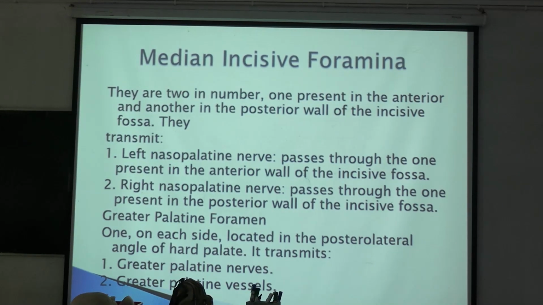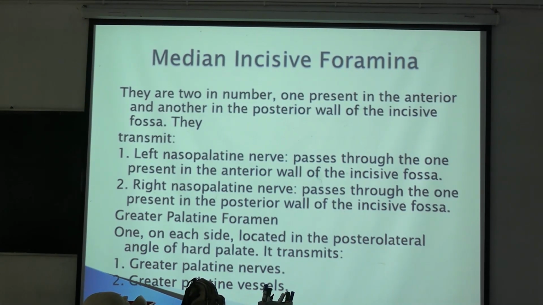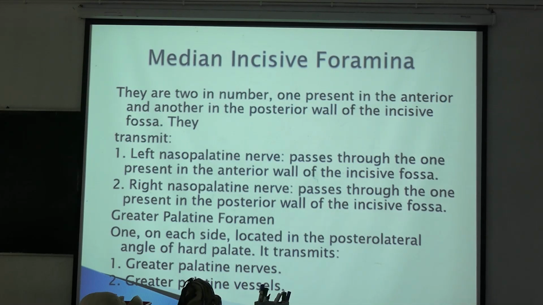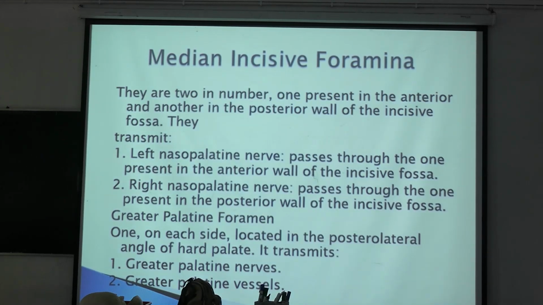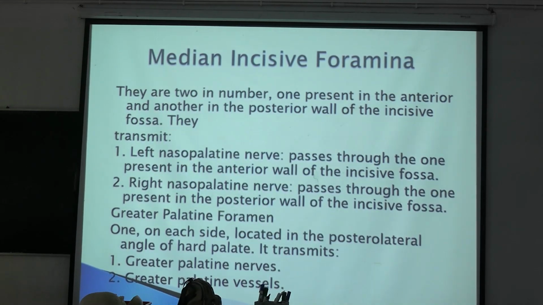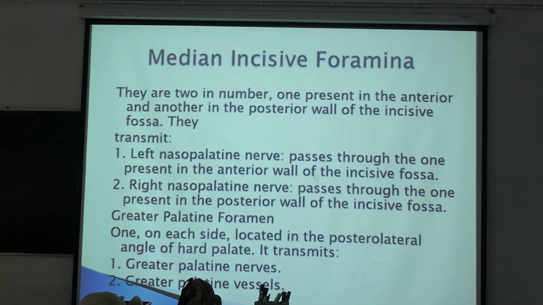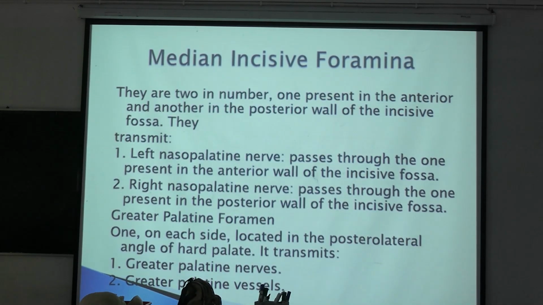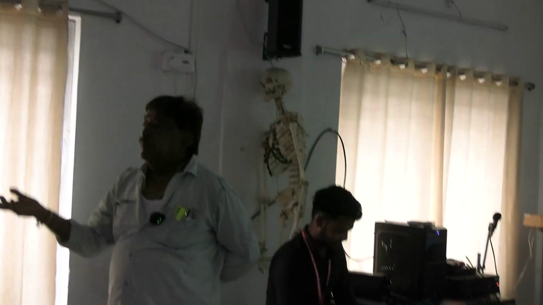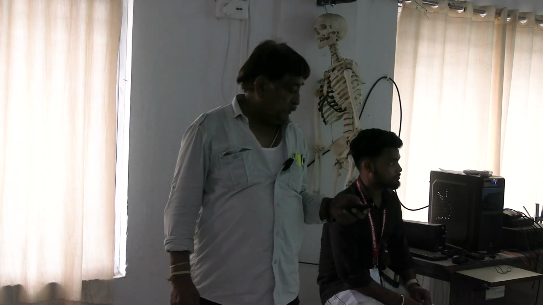Now, what are the structures that pass through the greater palatine foramen? It will be greater palatine nerves and vessels. The main key I told you is that nerves and vessels are the structures passing through these foramina. So, greater palatine foramen passes the greater palatine nerves and vessels. Follow?